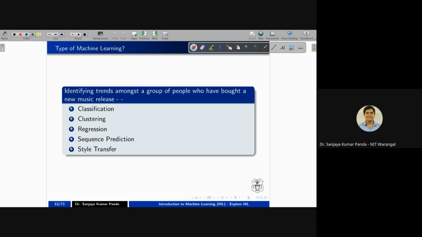As we are saying, a group of people, right? And we are talking about a new music release. A new music release indicates that there is already a set of music, meaning traditional music is also there, right? And we are talking about a group of people. So the answer is obviously clustering. It is not a classification problem, because classification is normally based upon certain class levels, but we don't know how many class levels there are. So it is not a classification problem.